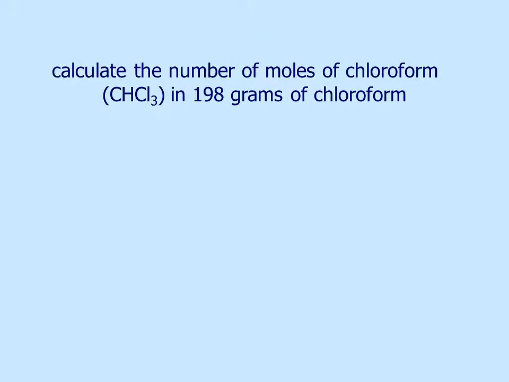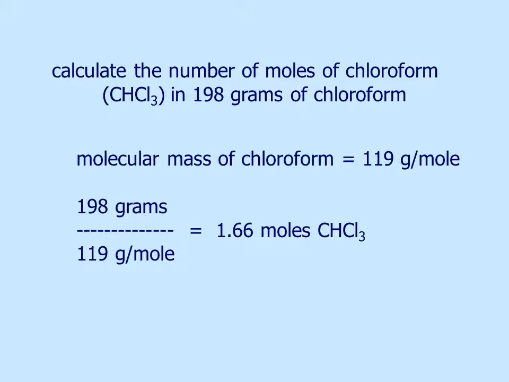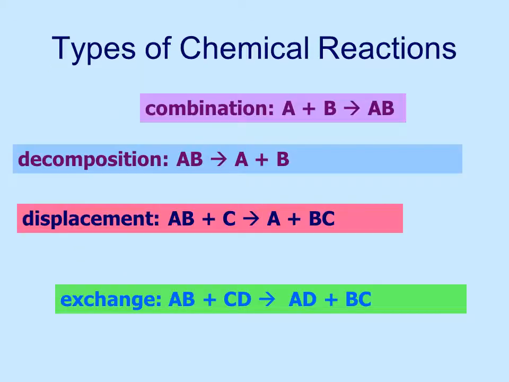Okay, calculate the number of moles of chloroform in 198 grams of chloroform. A little bit different way to look at the problem. Molar mass of chloroform is 119 grams per mole, 1 carbon, 1 hydrogen, and 3 chlorines. So 198 grams divided by 119 grams per mole gives us 1.66 moles. Now you notice that the grams cancel and what you're left with is moles.